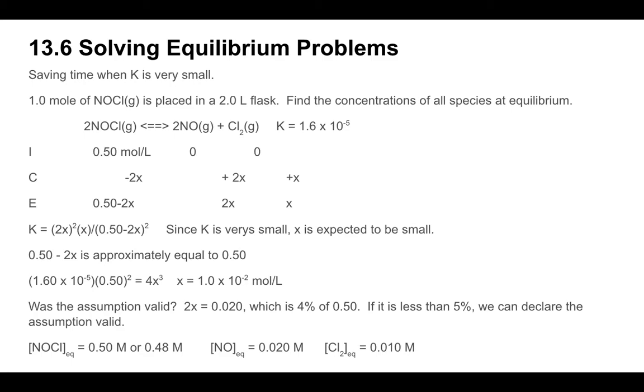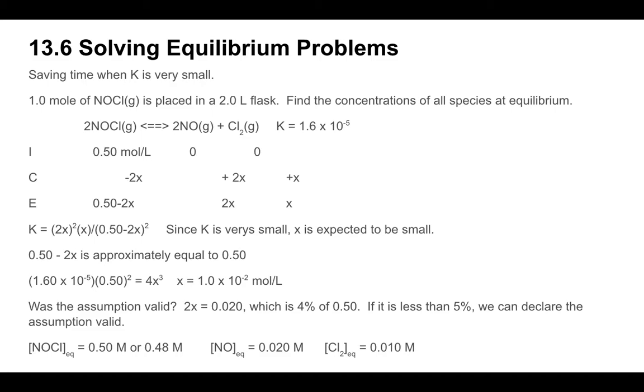Now, let's go back and double check our assumption. Our assumption was that the minus 2x could just be dropped off of the 0.50 minus 2x. Let's check to see if that assumption was valid. X is 1 times 10 to the minus 2. 2x would be 2 times 10 to the minus 2, or 0.02.